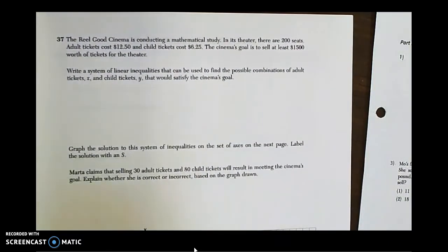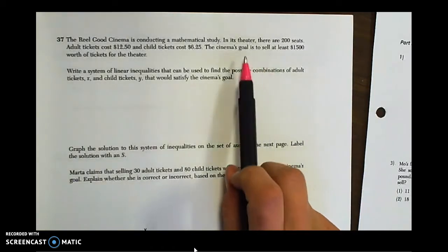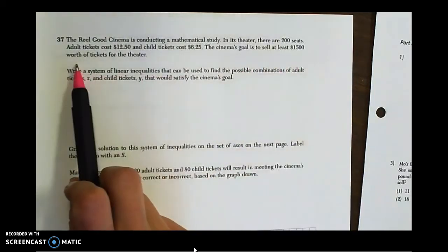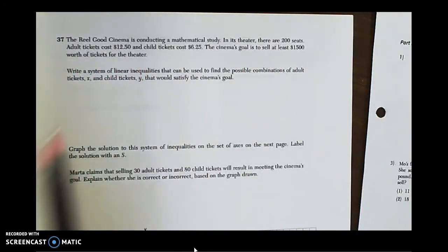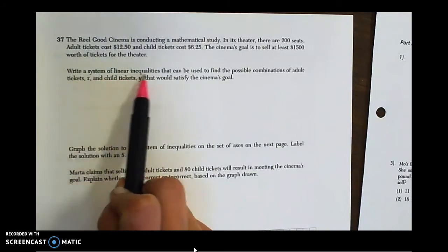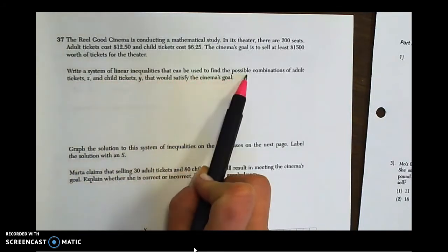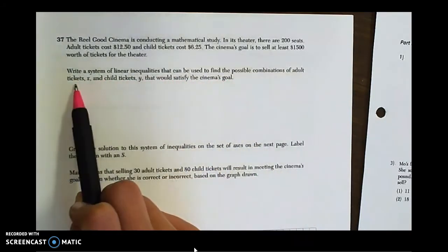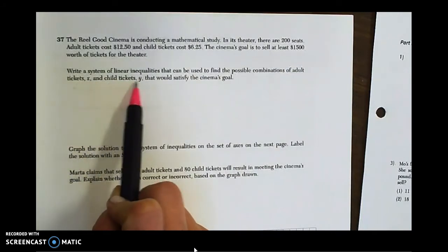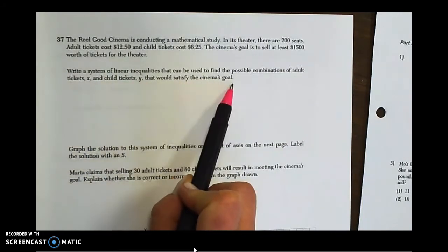So here we go. The Real Good Cinema is conducting a mathematical study. In the theater, there are 200 seats. Adult tickets are $12.50 and child tickets are $6.25. The cinema's goal is to sell at least $1,500 worth of the tickets for the theater. Write a system of linear inequalities that can be used to find the possible combinations of adult tickets X and child tickets Y that would satisfy the cinema's goal.